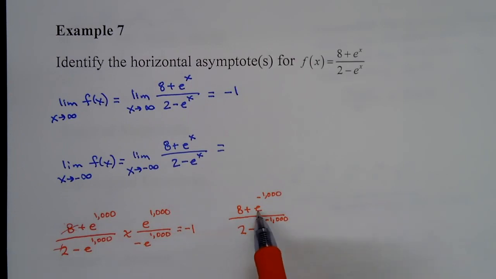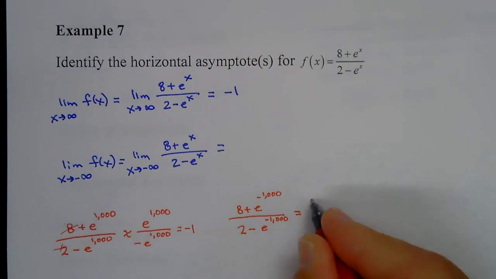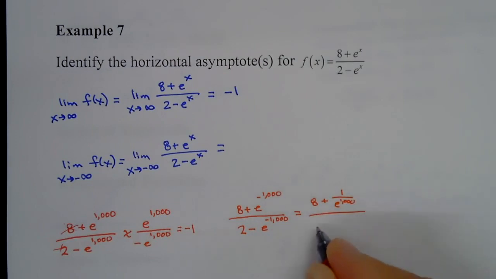Okay, so what does e to the negative power mean? It means 1 over e to the 1,000. So right here, I can replace that with 1 over e to the 1,000. So this is equivalent to 8 plus 1 over e to the 1,000 over 2 minus 1 over e to the 1,000.